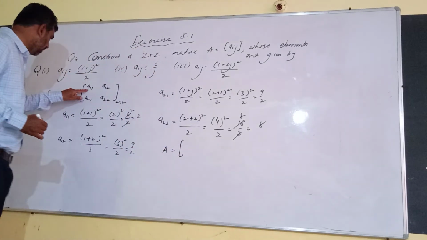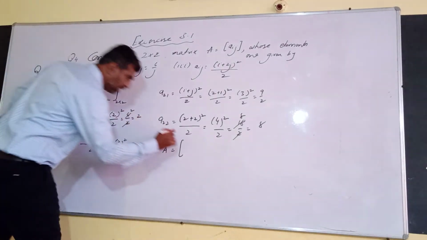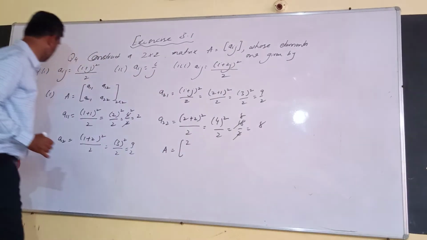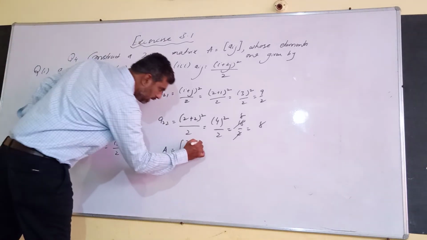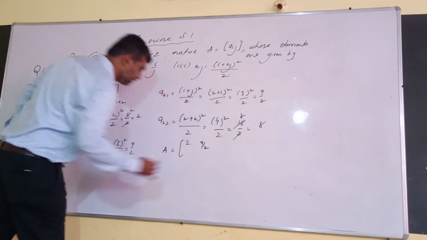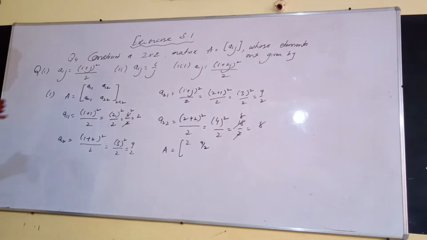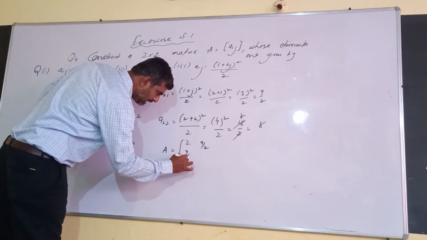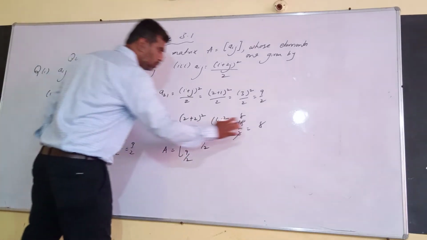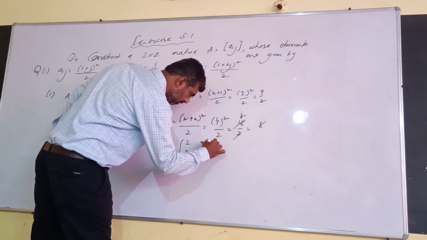See here, A11. A11 answer we got 2. Now A12 answer we got 9 by 2. Now last two elements are A21 we got as 9 by 2. A22 we got as 8.